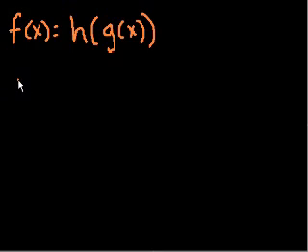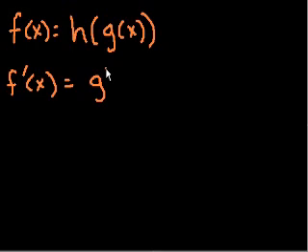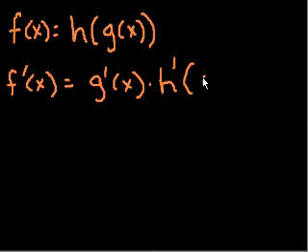So the chain rule just says that the derivative of f of x, or f prime of x, is equal to the derivative of this inner function, g prime of x, times the derivative of this h function, h prime of x, but it's not going to be just h prime of x, it's going to be h prime of g of x. So let's apply that to some examples like we were doing before, and I think it'll make some sense.